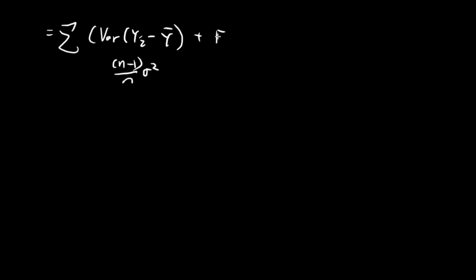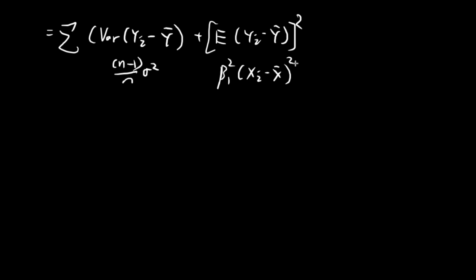And now we're ready to evaluate the expression that we have. So we're considering the sum of the variance of yi minus the sample mean of y, which we found to be equal to n minus 1 divided by n sigma squared, and then we also had plus the expected value of yi minus the sample mean of y, whole squared. And for this term on the inside, this is just equal to beta 1 times xi minus the sample mean of x, and then we square the whole thing.